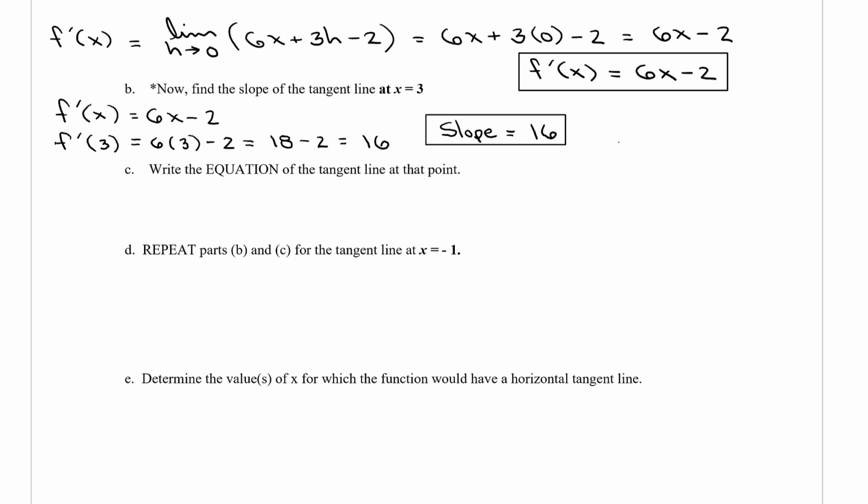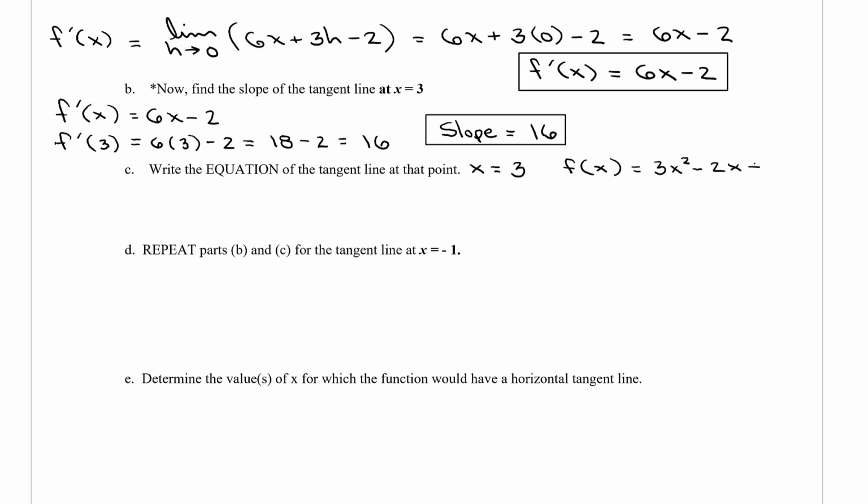So the equation of the tangent line at that point, I need two things to write the equation of a line. I need the slope and I need a point. So I have the slope. I just found that the slope is equal to 16. And I know the x value, or the x coordinate of my point, is going to be equal to 3. So I just need that y value.